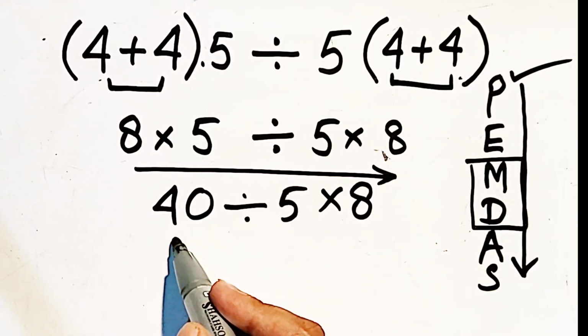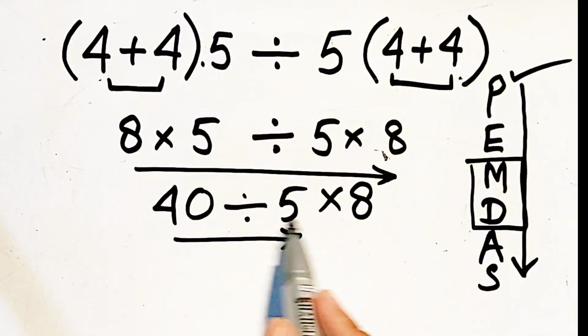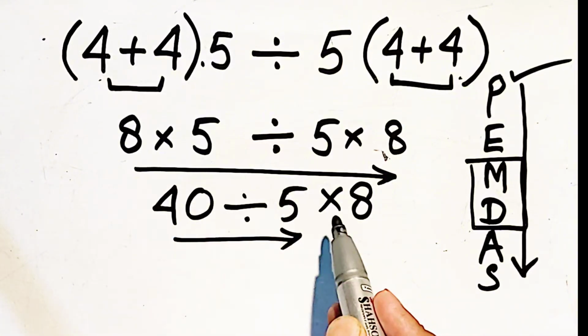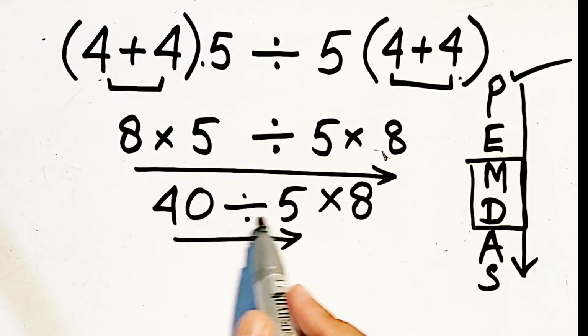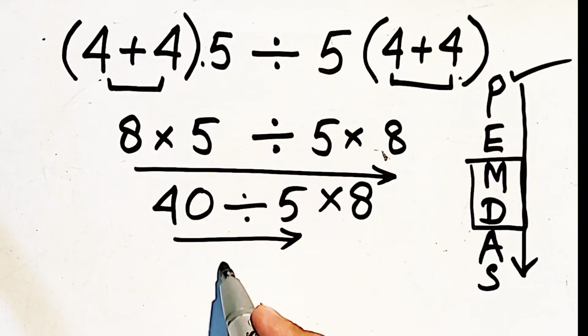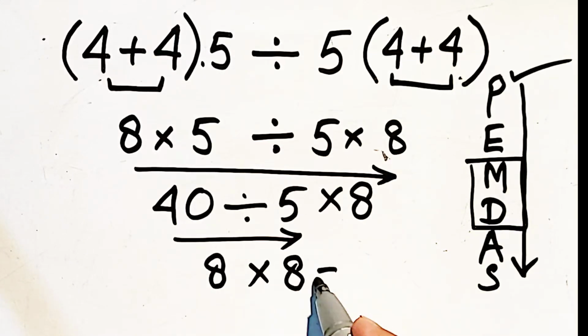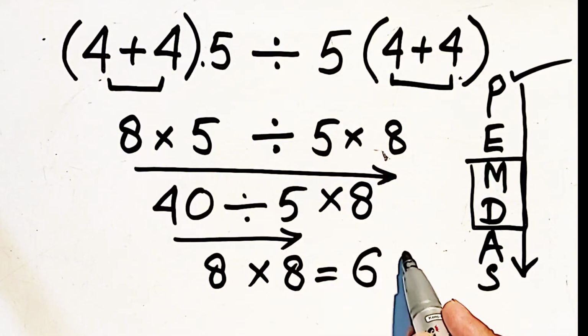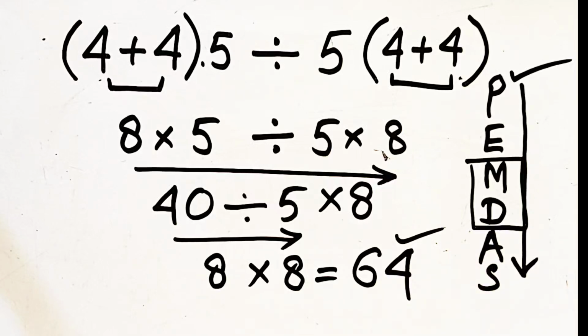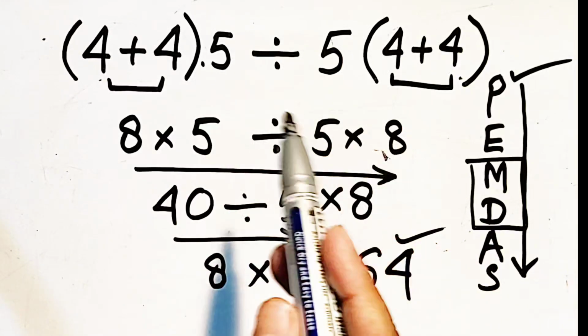Again, by moving from left to right, we have division at left, multiplication at right. So 40 divided by 5 will be 8, times 8, which will be multiplied and simplified to get 64. It is the correct answer for this question.